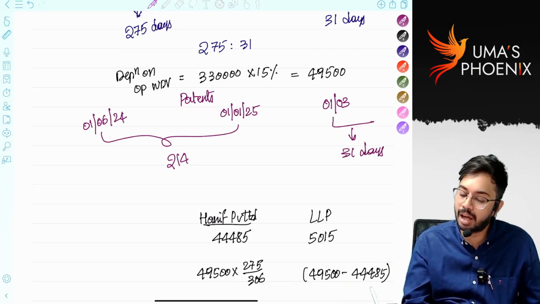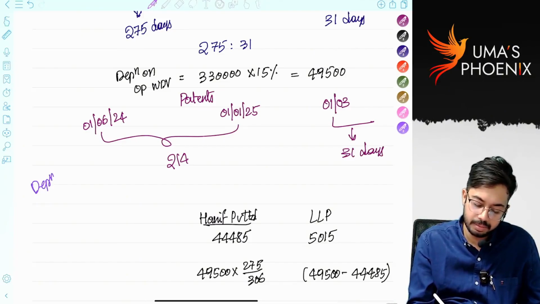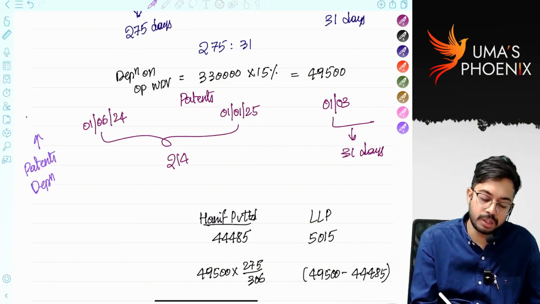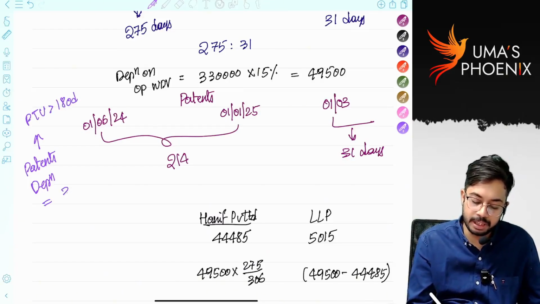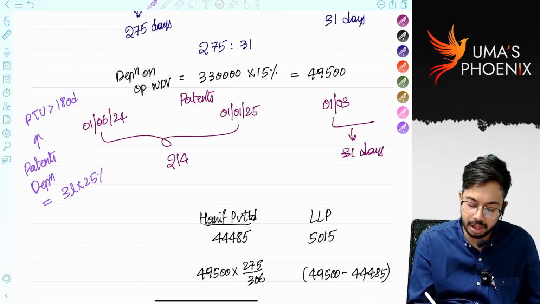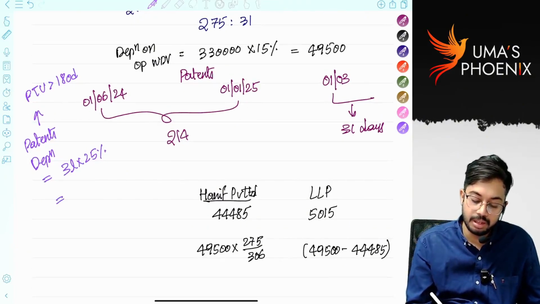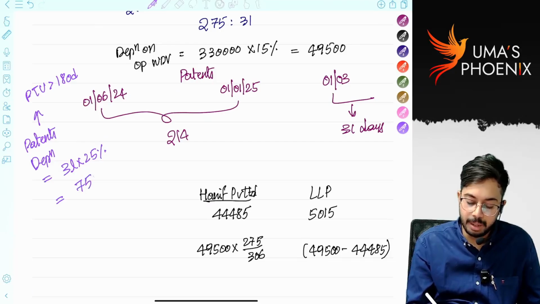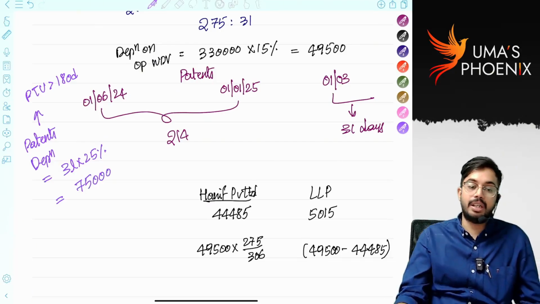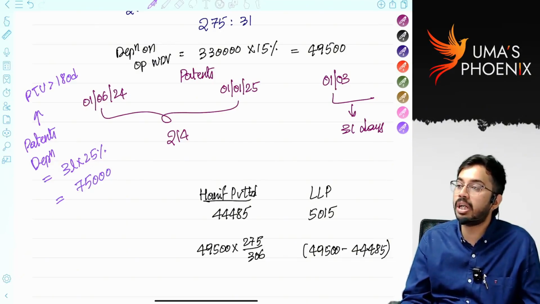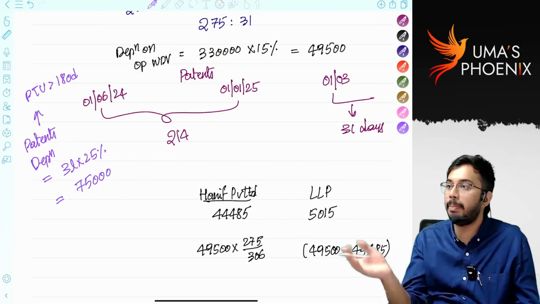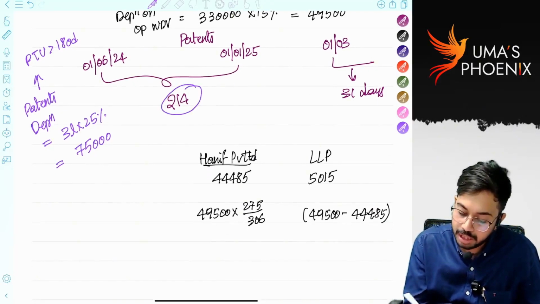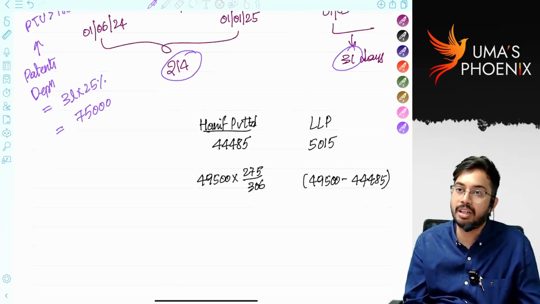So how much is the value of patents? 3 lakhs. Patents are put to use for greater than 180 days, right? So you will calculate the full rate of depreciation. 3 lakh into 25%. How much? Depreciation is 75,000. This 75,000 is to be apportioned between the previous owner and the new owner, private limited company and LLP, based on the 214:31 ratio. Correct? Shall we apportion?